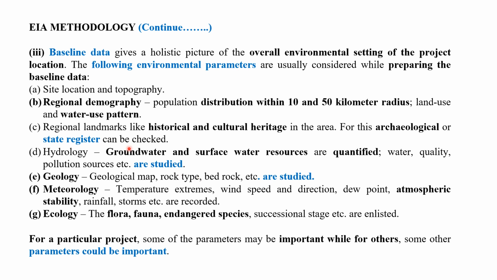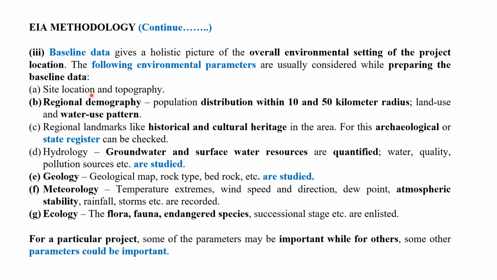So next step in the EIA methodology is the baseline data. It gives a holistic picture of the overall environmental setting of the project's location. The following environmental parameters are usually considered while preparing the baseline data. These are the data which we have to collect during the EIA.